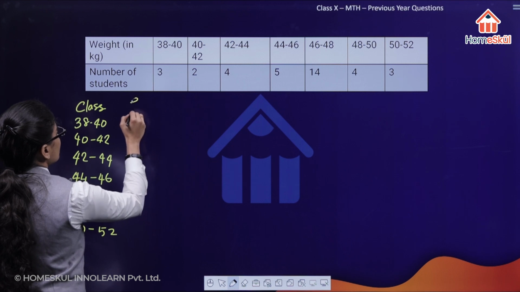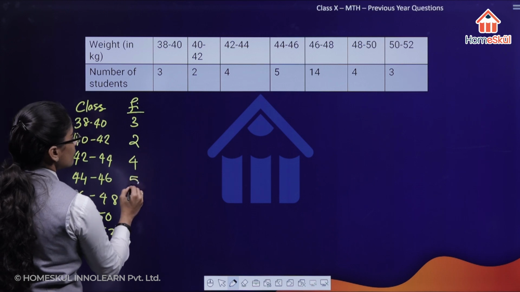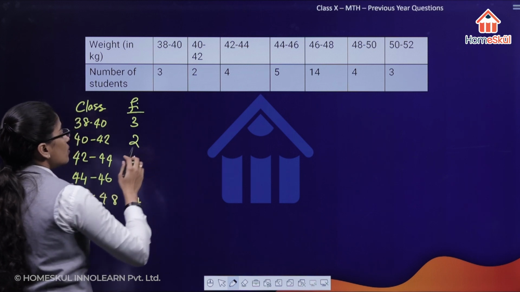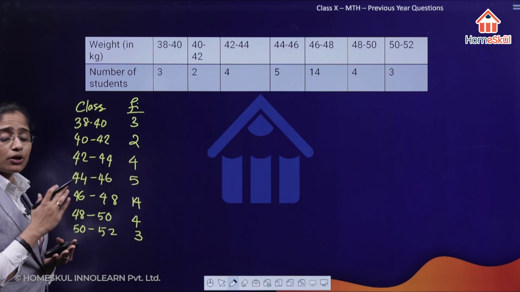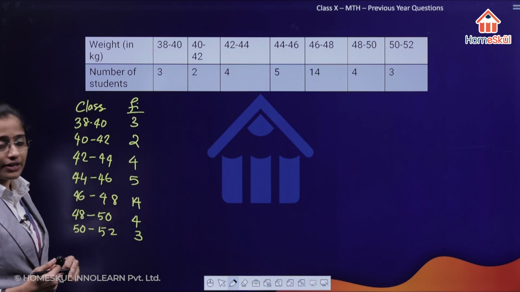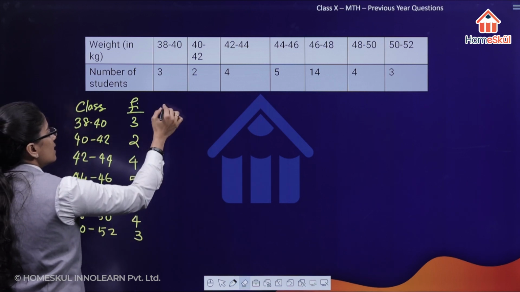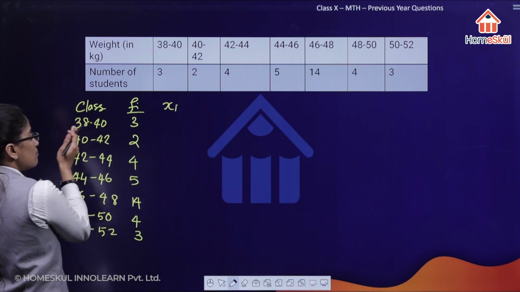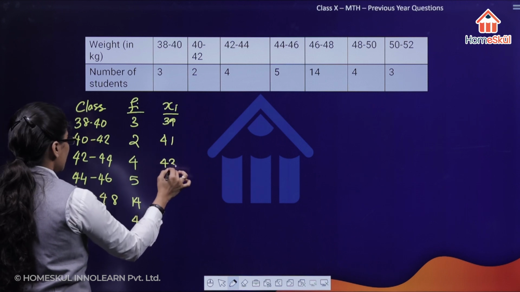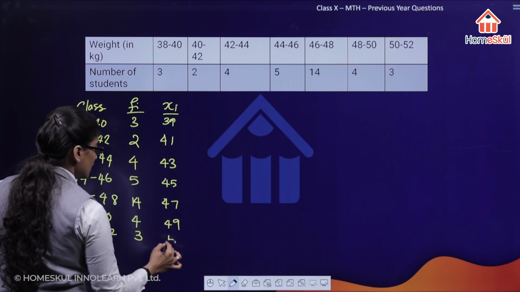Now, corresponding fi: 3 students, 2, 4, 5, 14, 4 and 3. Okay. Now, to find out the mean, we require the product of xi and fi, isn't it? Mean is equal to summation xi fi by summation fi. Therefore, first of all, we need to find out xi. xi is the class mark, the middle value of the class. So, 38 plus 40 divided by 2 will be 39. Then it will be 41, 43, 45, 47, 49 and 51.